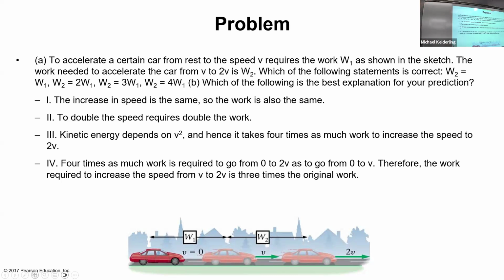And which of these is the best explanation? 1, the increase in speed is the same, so the work is also the same. 2, to double the speed requires double the work. 3, kinetic energy depends on v squared, and hence it takes 4 times as much work to increase the speed to 2v. Or 4 times as much work is required to go from 0 to 2v as to go from 0 to v. Therefore, the work required to increase the speed from v to 2v is 3 times the original work.